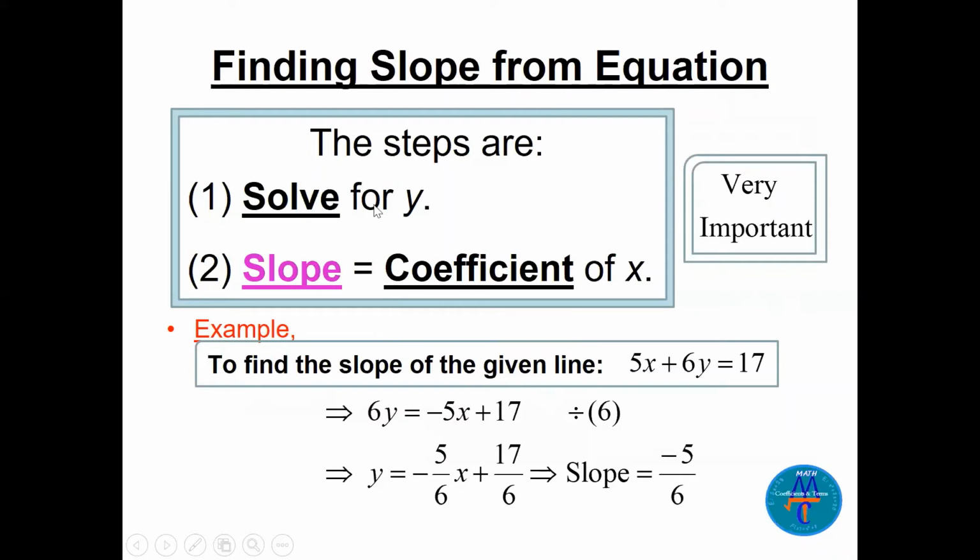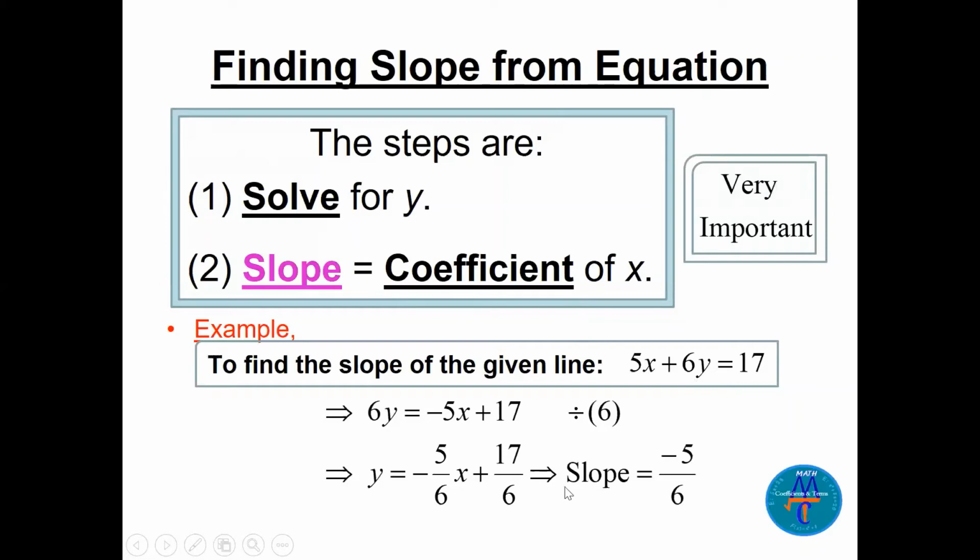2 steps, don't forget. 2 steps, solve for y. You must solve for y first. So I leave 6y here, take minus 5x on the other side, becomes minus 5x, divide by 6. After you finish, the slope is the coefficient of the x, so it is minus 5 over 6.